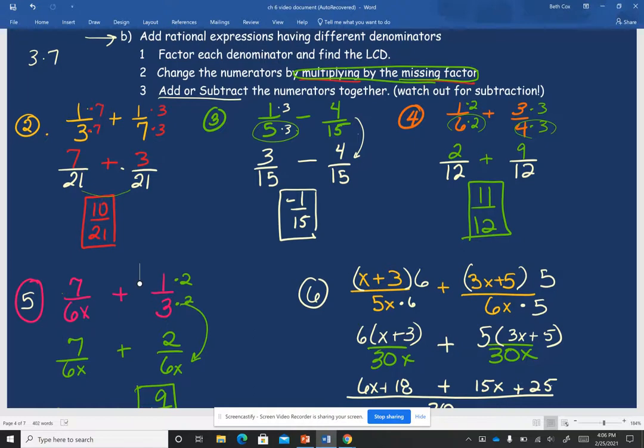Okay. Adding and subtracting rational expressions with different denominators. Go through the steps. Find the LCD first. Change the numerators through multiplying, and then you can combine the numerators.